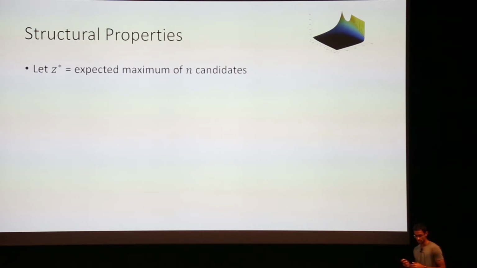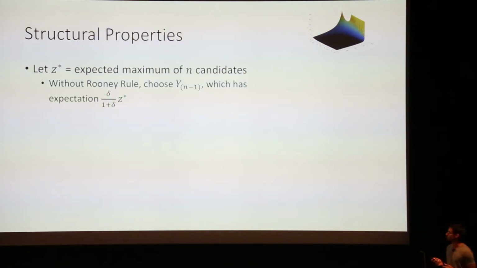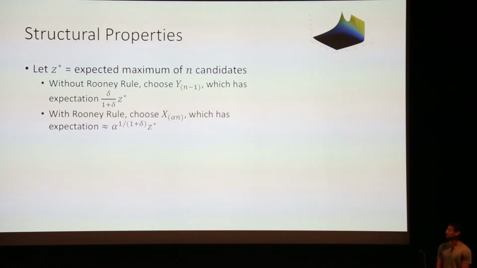If my choice is between the second best y candidate, my second best student from China, I can tell you that the expectation is delta over 1 plus delta of the best one. It's just a nice constant factor below. What about my best x candidate? Well, it's a different constant factor below: alpha to the 1 over 1 plus delta.